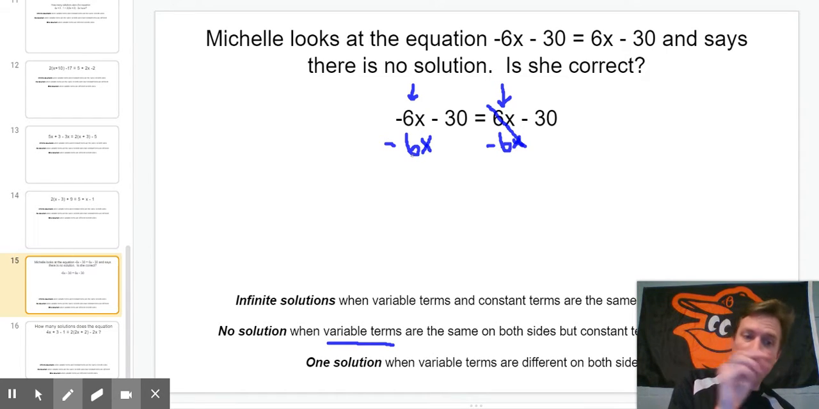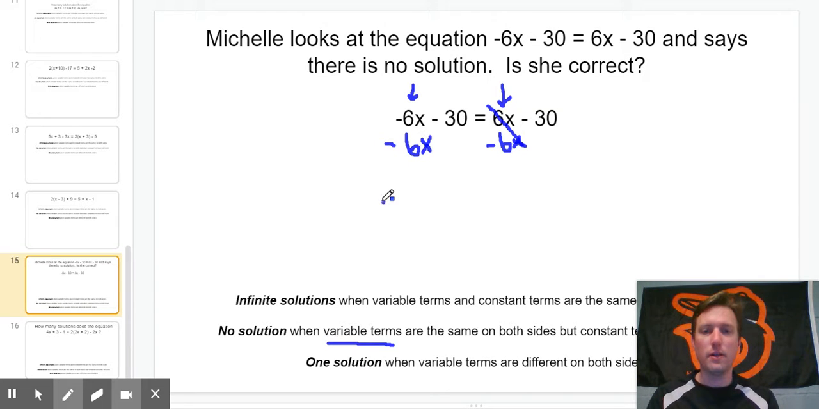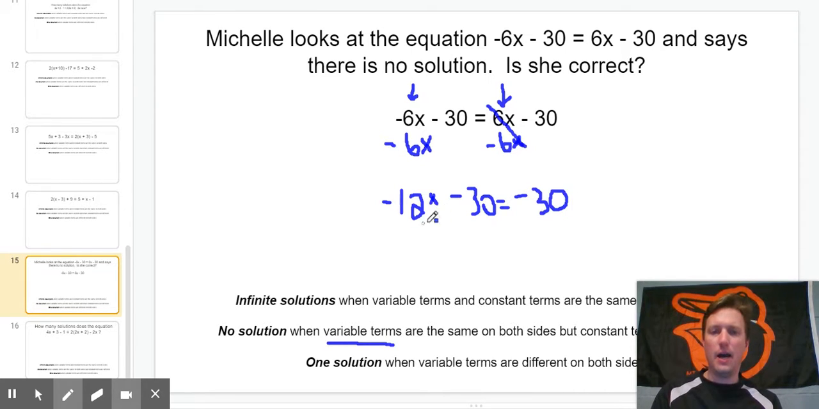Now, we've talked about this. If I have a negative minus a number, we're going to have a larger negative. So that would be negative 12x minus 30 equals negative 30. Now again, we're going to do the opposite operation. Since I have negative, or subtracting, 30, I'm going to do the inverse operation. I'm going to add it, okay?